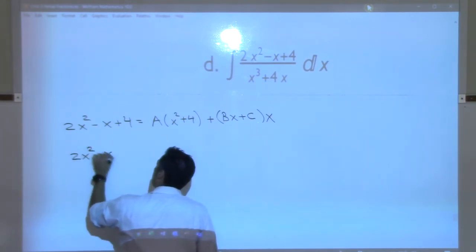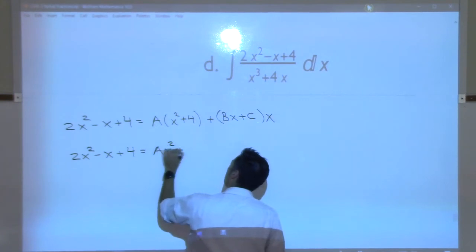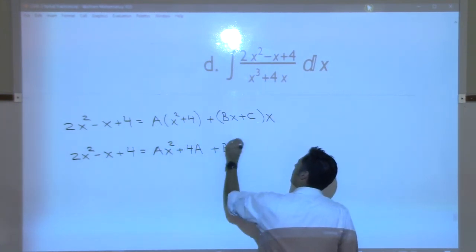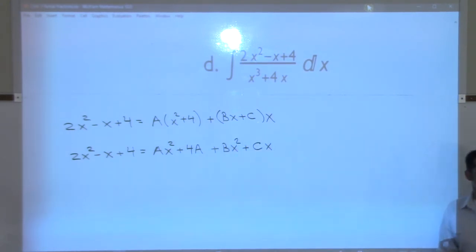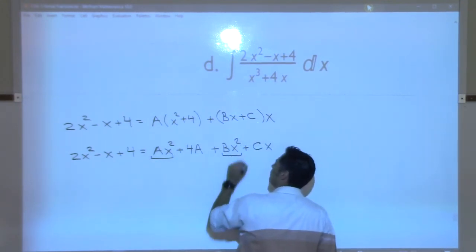All right, so that's just multiplying out that right side. A passes through, the x passes through. Let's collect like terms. x squared's here.